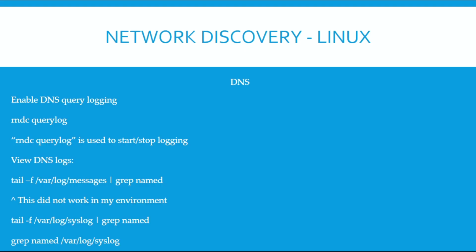That's it for this video. We saw how we can check the logs on DHCP and DNS on a Linux system. In the next video, we'll be getting into file hashing.